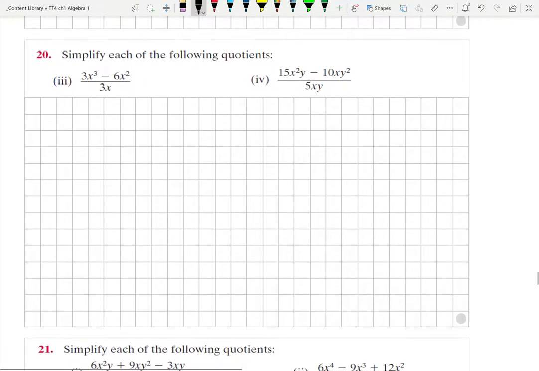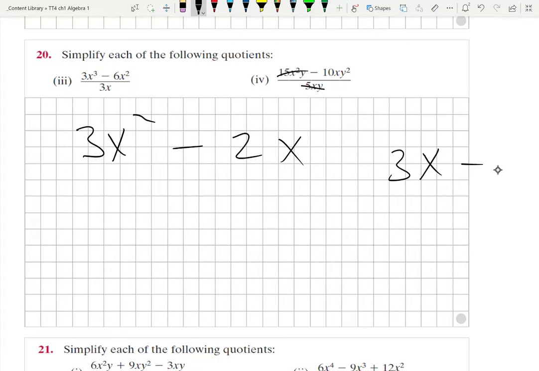Okay, simplify to the following. 3x squared minus 2x. Again, x has to be non-zero. What happens here? 3x minus 2y. And x and y are both not allowed to be 0.